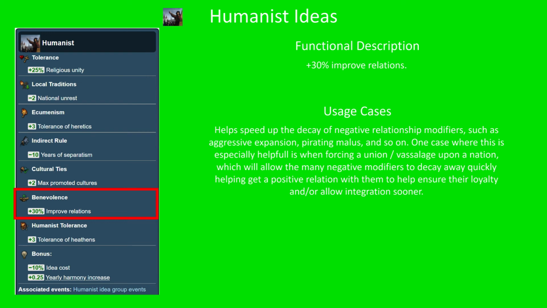One case where this is especially useful, aside from aggressive expansion, is when you force a union or vassalage upon a nation militarily. Once you do so, at the end of that war, you're going to have a whole lot of negative modifiers from force vassalized, was at war with us, etc. And having this extra rate of burning off negative modifiers will help all those negative modifiers to decay away more quickly, bringing them into a positive relationship status with you, helping to ensure their loyalty and allowing you to integrate those nations sooner.